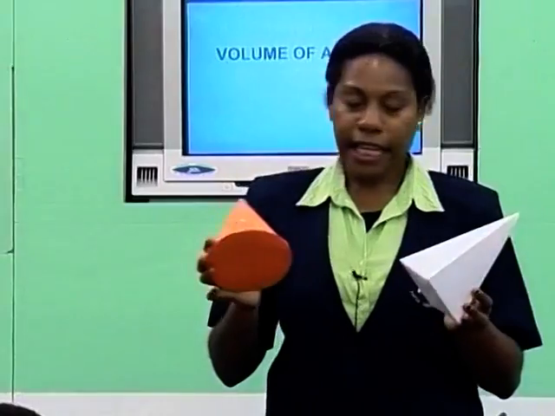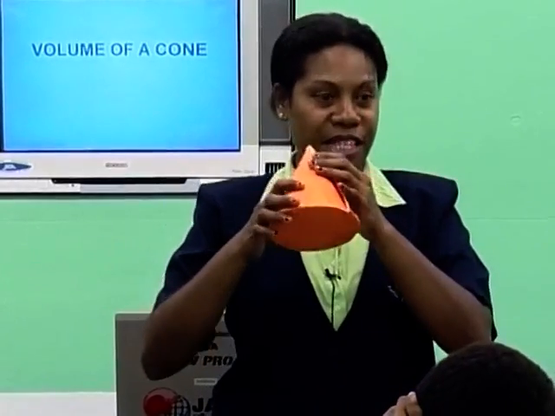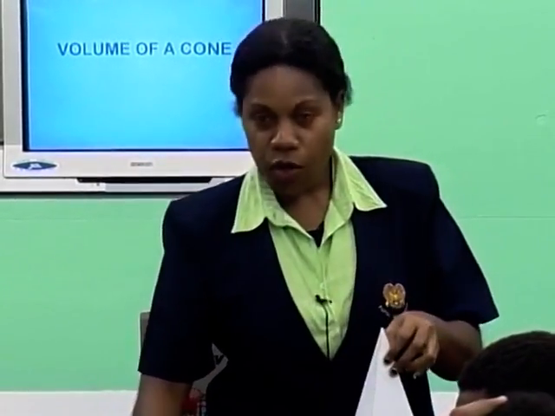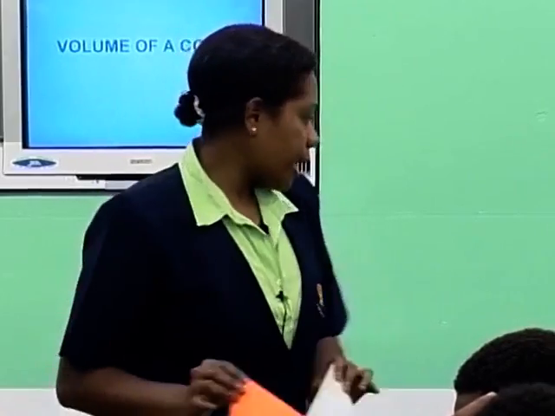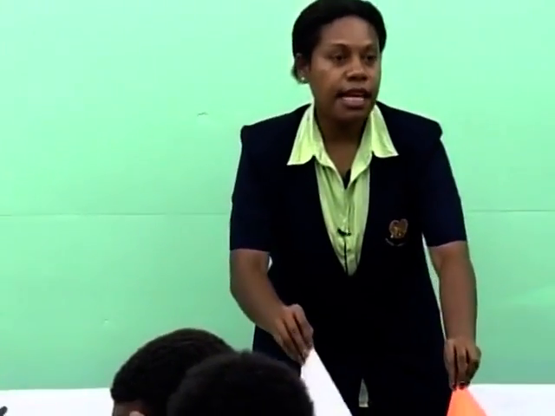Roseanne. A cone has a curved side and a pyramid has a triangular side. Thank you. The cone has a curved surface, whereas the pyramid has triangular faces, whereas the cone has only one curved surface or curved face. Good. So we looked at some of the similarities and some of the differences.